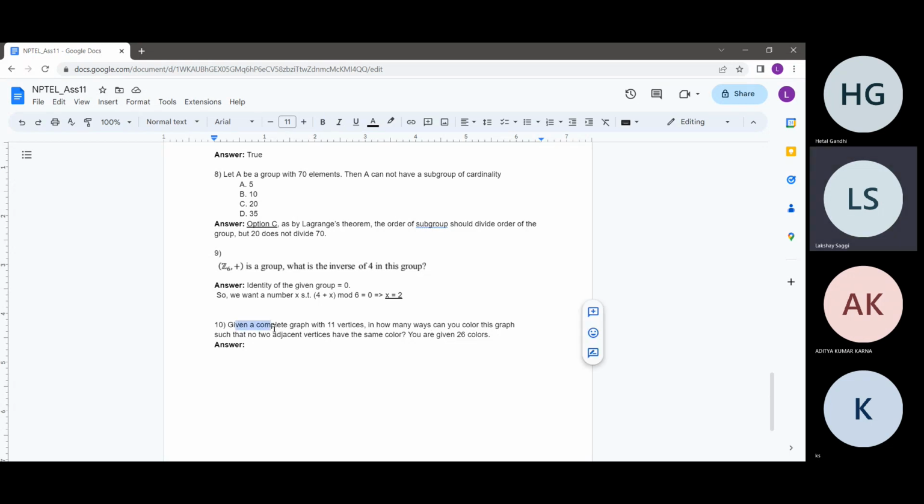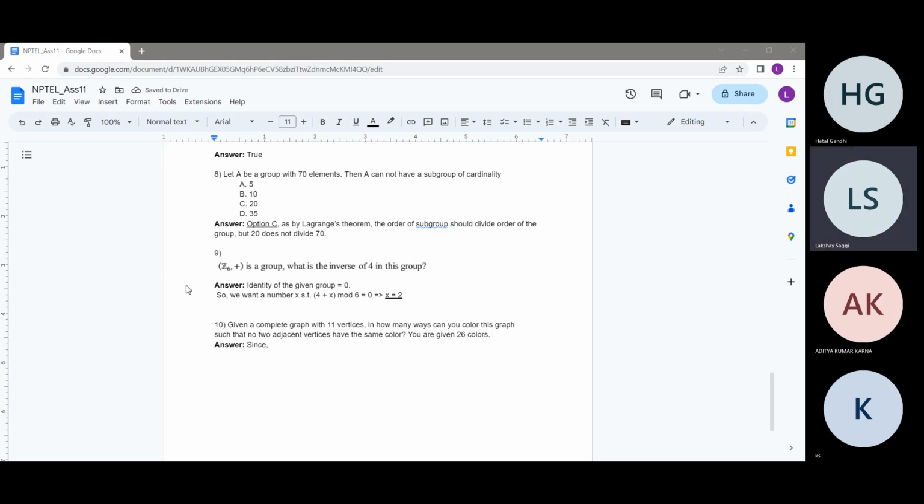The 10th question is saying: given a complete graph with 11 vertices, in how many ways can you color this graph such that no two adjacent vertices have the same color? And we are given 26 colors. So any guesses? What this question is saying is we are given a complete graph with 11 vertices. Complete graph means every pair of vertices has an edge between them, right? Now we want to answer the query: in how many ways can we color this graph so that no two adjacent vertices have the same color. So first of all, let's see what this question means. So we have a complete graph since.